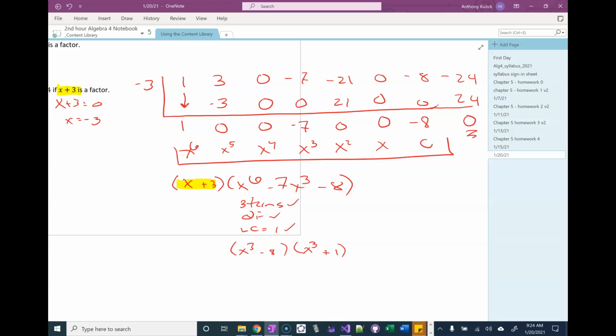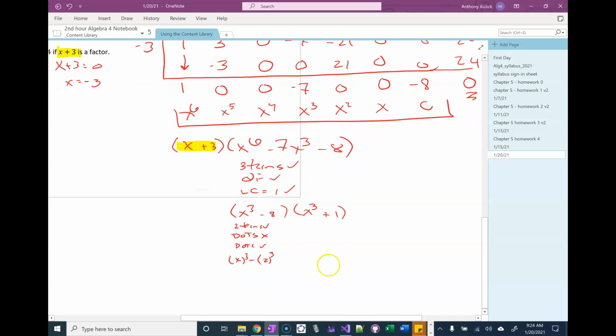Now I need to check out these little guys to see if I can factor either of these. So they're both two terms. Neither one of them is a difference of two squares because the exponent is odd. But it definitely looks like the first one is a difference of two cubes. I can write x cubed as x to the third, and 8 I can write as 2 cubed. The other one is not a difference of two squares for the same reason, but that is a sum of two cubes. I can write that as x to the third plus 1 to the third.